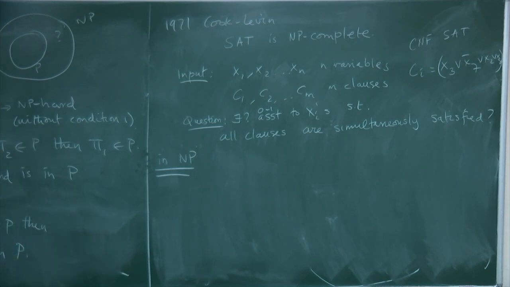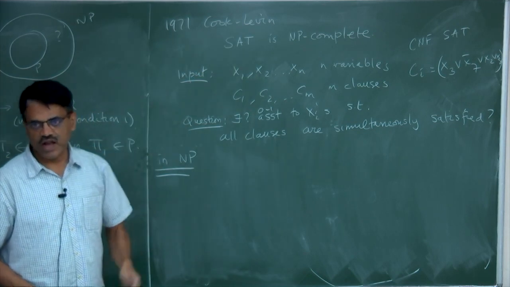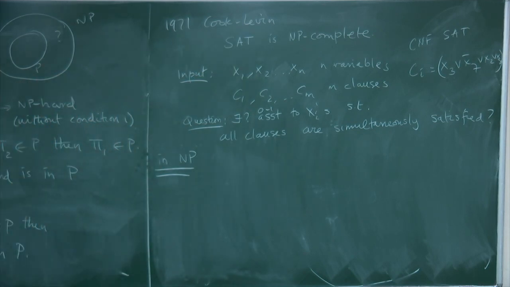So, what Cook and Levin showed is that any problem in NP can be reduced, which means you can take an instance of that problem, whatever the problem is, and reduce it to an instance of SAT such that it is a yes instance if and only if this is satisfiable. How would you show that? Well, we will actually see some version of it, a detailed proof, tomorrow.